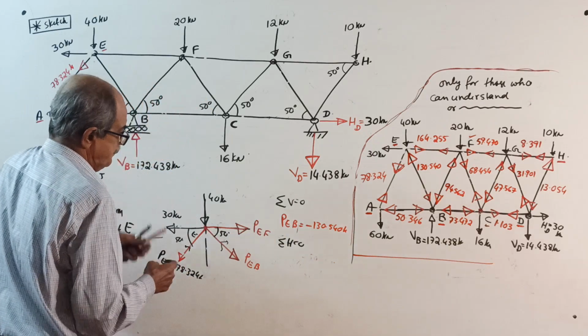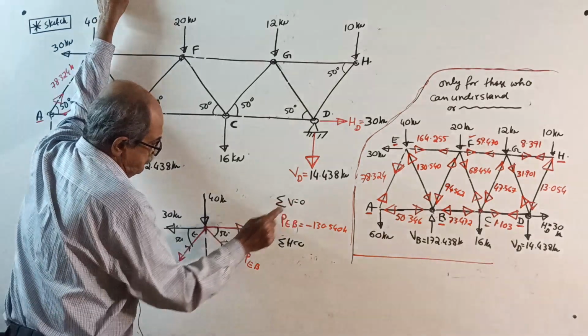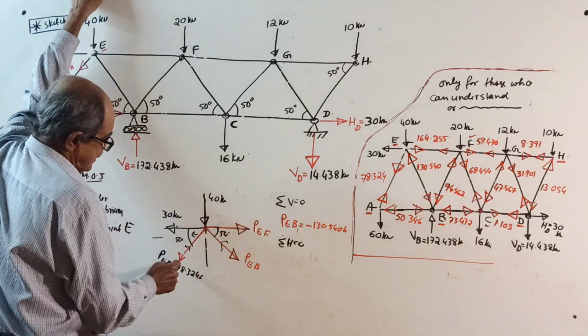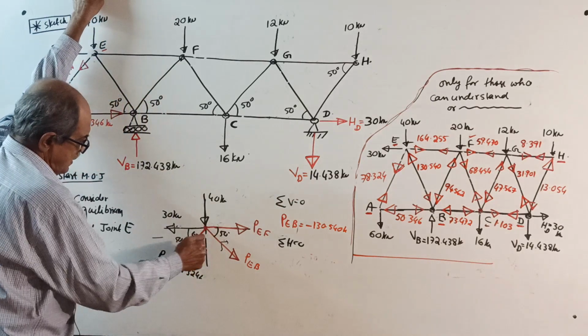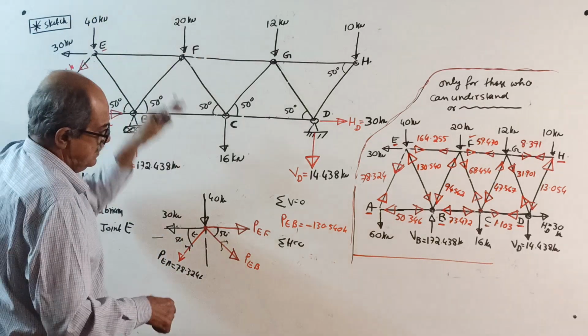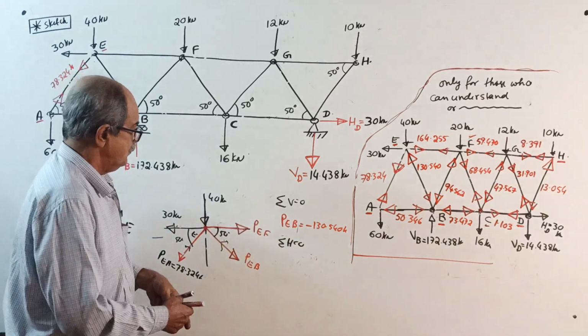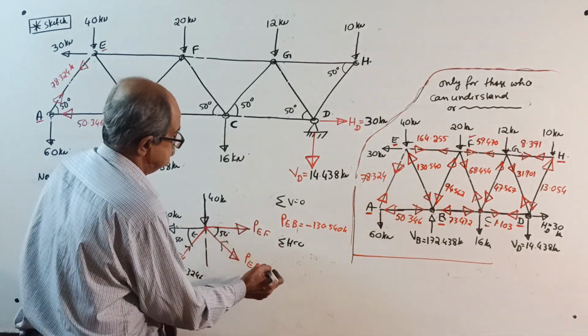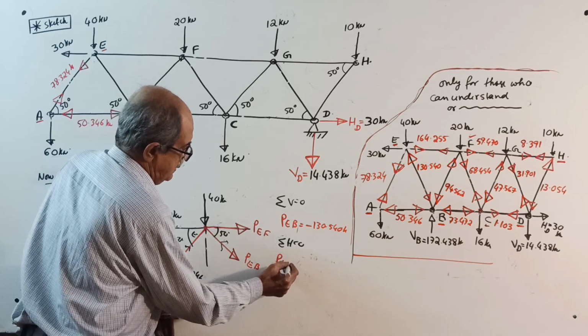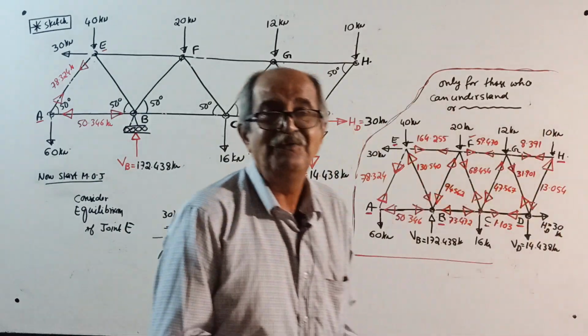Then sigma H equal to 0. Take right side positive. Plus PEF plus PEB cos 50 minus 30 minus 78.324 cos 50 equal to 0. In place of PEB, substitute minus 130.540. We will get PEF. I'll calculate if you want. You will get the value of PEF.